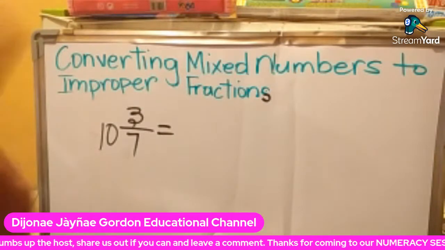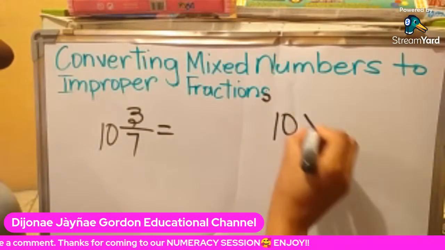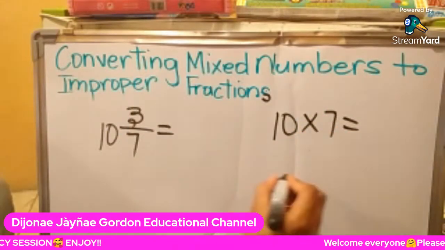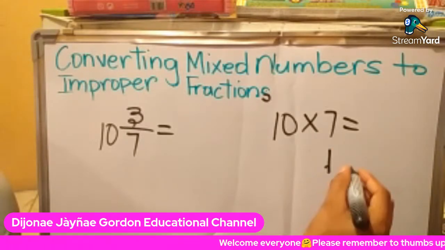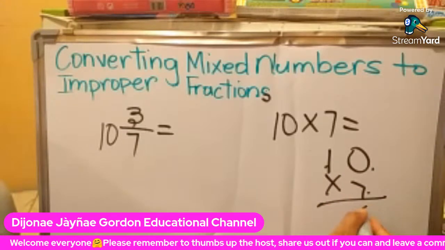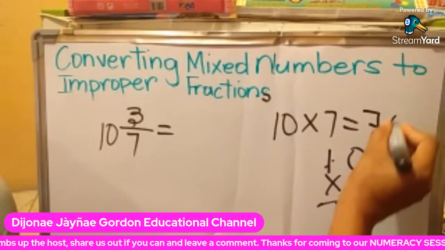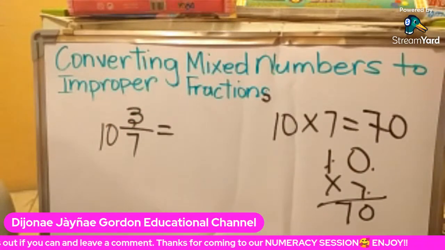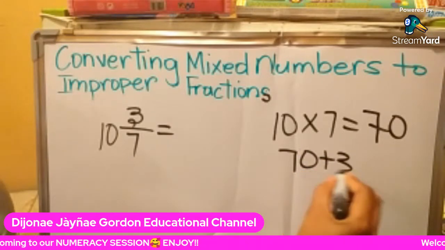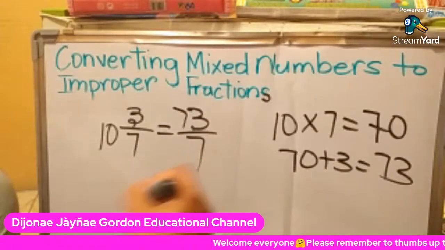So first, you have to multiply your whole number by your denominator. So 10 multiplied by 7. You can do it like this, or if you don't know how to do it like that, you can set it out as usual. 7 multiplied by 0 is 0. 7 multiplied by 1 is 7. So you get 70. You are going to add it to 3. So 70 plus 3, you get 73. So now your answer is going to be 73 over 7.